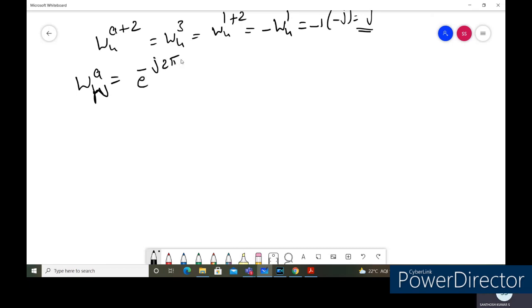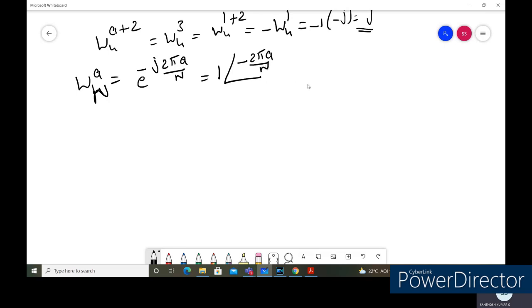So the exponential form we can express as e to the power of minus j2 pi a divided by n. We can express this in the polar format like this: it is 1 at an angle of minus 2 pi into a divided by n.